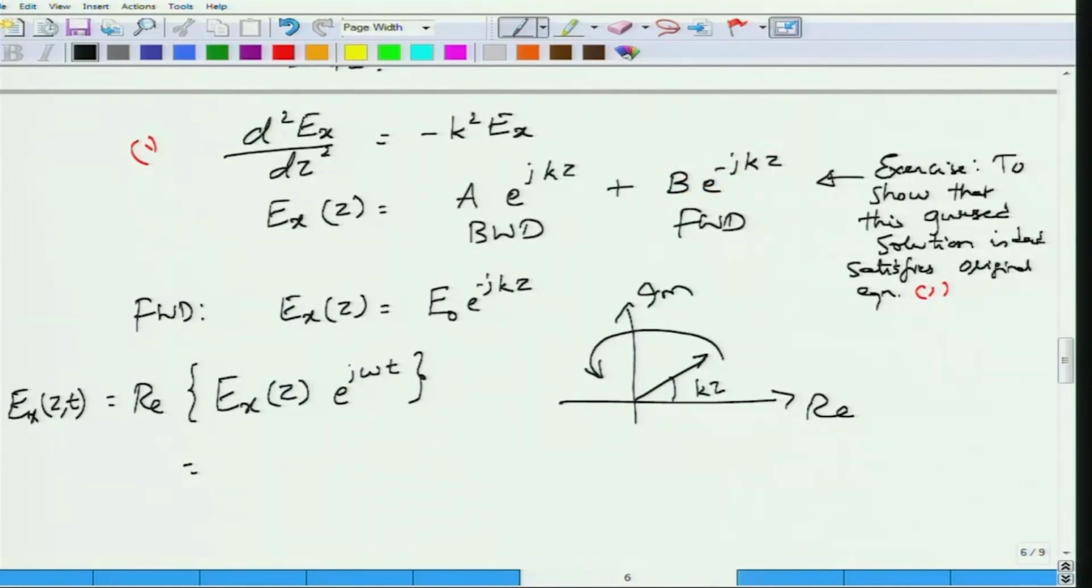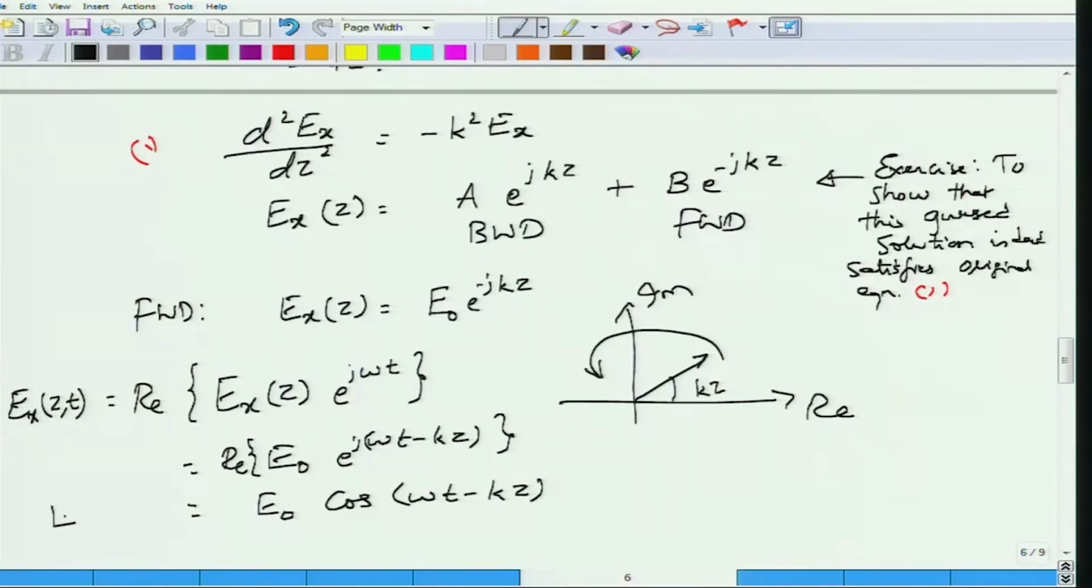And with that, if you go back here, you have the electric field as the real part of Ex of z. Substituting for Ex of z here, I get E0 e power j omega t minus kz, and the real part of this is nothing but, since E0 is real, E0 comes out of the real operation. You have E0 cos of omega t minus kz. This is the expression for the electric field. Okay, this is in the scalar form.